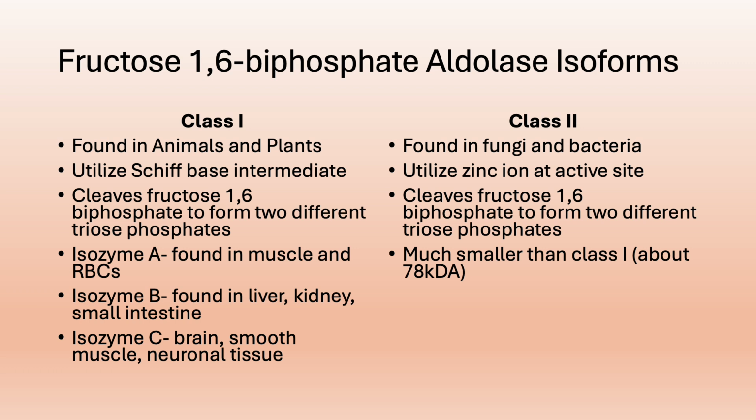I'm going to shift now and talk a little bit more about this isozyme B, which is found in the liver, kidney, and small intestine, because this is the one that's responsible for a large portion of gluconeogenesis and glycolysis in the liver and kidneys.